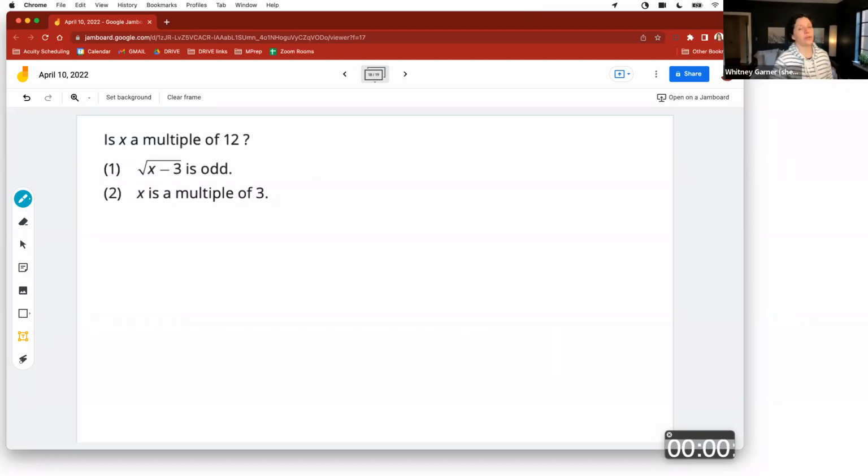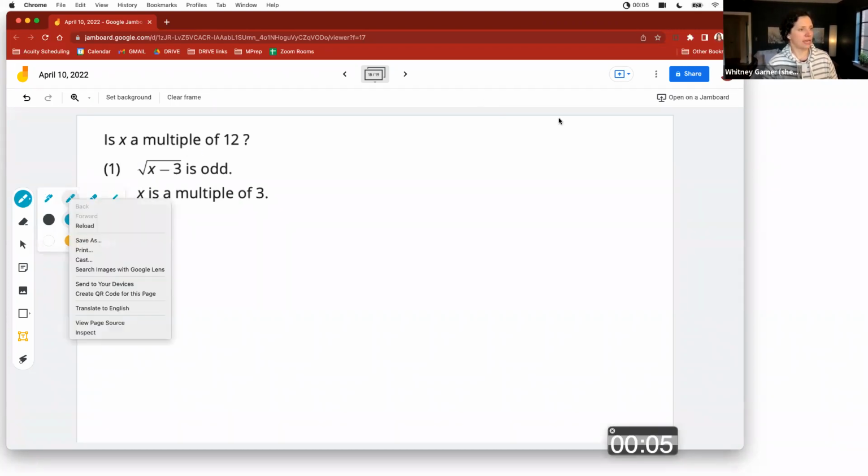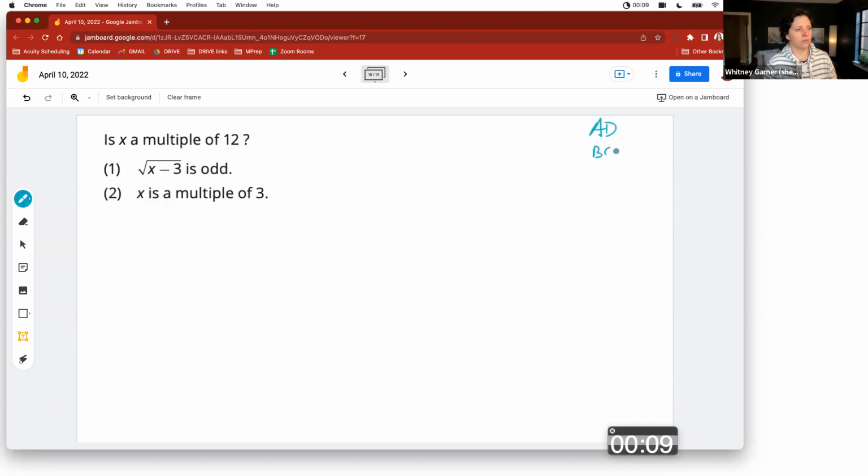Up the challenge, shall we? I'll let this one run all the way up to 3 if we need it. And again, A, D, B, C, E, if I start with statement 1. B, D, A, C, E, if I start with statement 2.